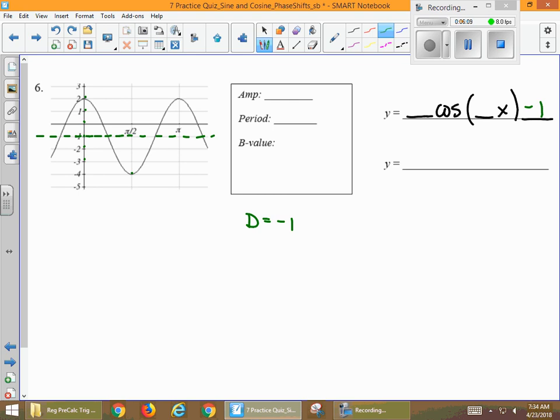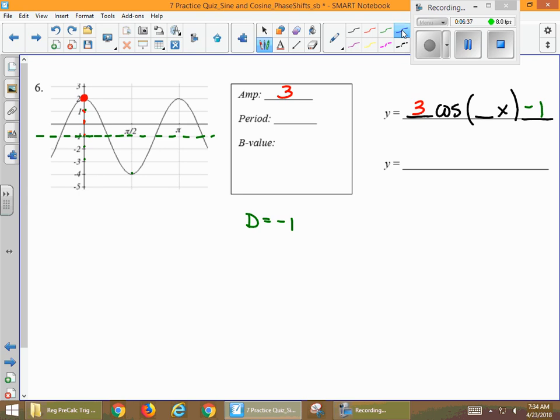Okay, amplitude. Amplitude from our midline, height of our curve is 1, 2, 3. And the reason I knew that I was going to write a cosine equation first was because on the y-axis, we're starting at a max. So we're not starting at the midline like we did with the last problem. We're starting at max.